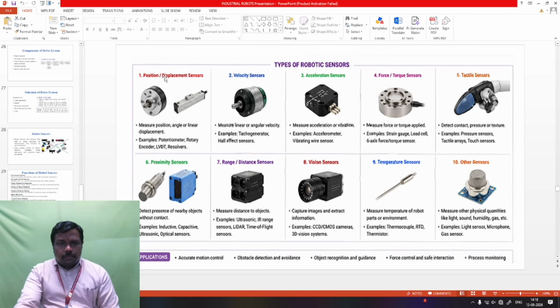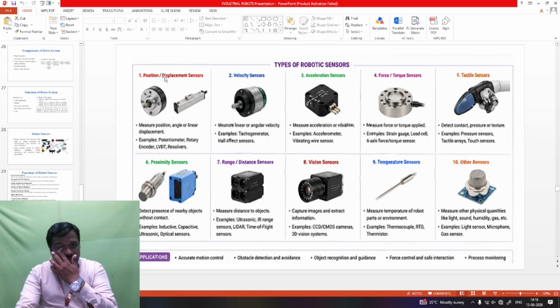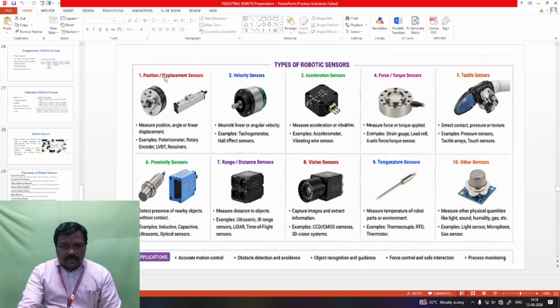First of all is the position sensor. A position sensor measures position, angle and linear displacement. Examples are potentiometer, LVDT, resolvers. Next is the velocity sensor. A velocity sensor measures linear or angular velocity. Examples are tachometer, Hall effect sensor. Next is the force sensor. A force sensor measures force or torque applied, how much force and torque is applied in the robotic system. Examples are strain gauge, load cells.